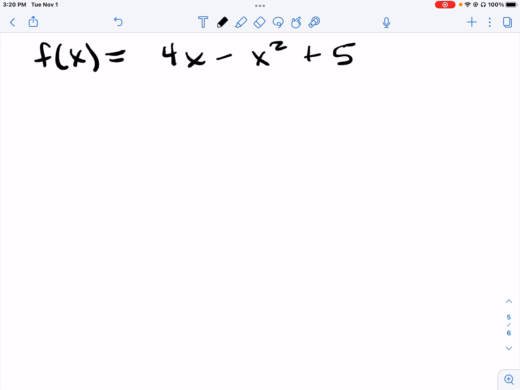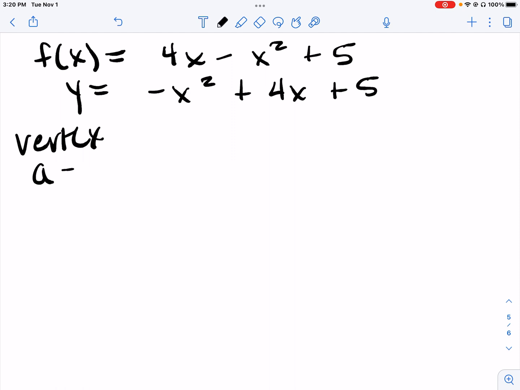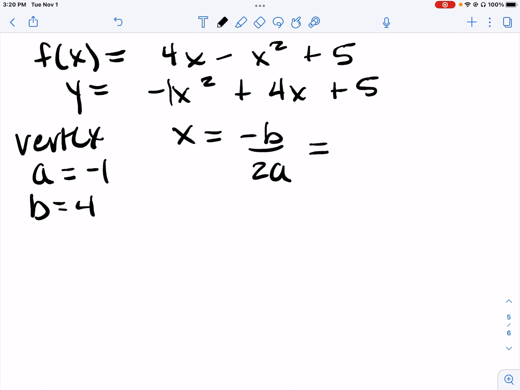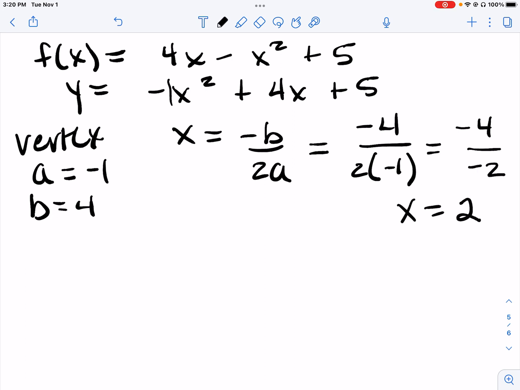Okay, the first thing we need to do, f of x is the same thing as y. We need to rearrange this in descending order. Okay, now the vertex, a is negative 1, b is 4. The vertex formula is negative b over 2a. Plug in. That's negative 4 over negative 2, which is positive 2.